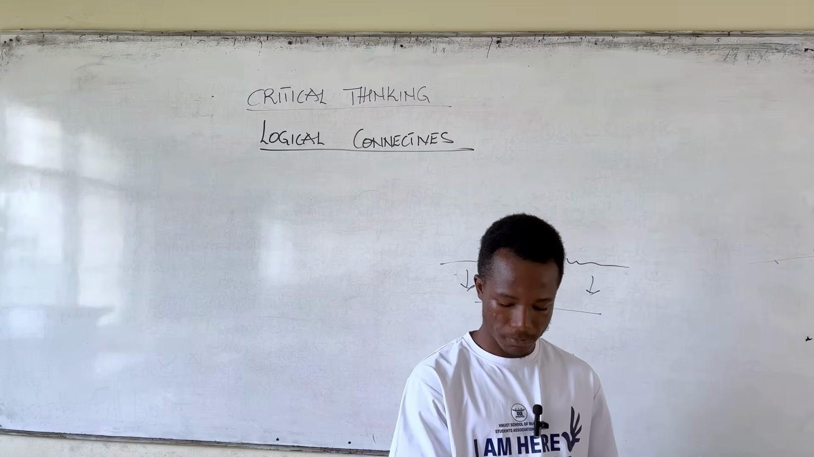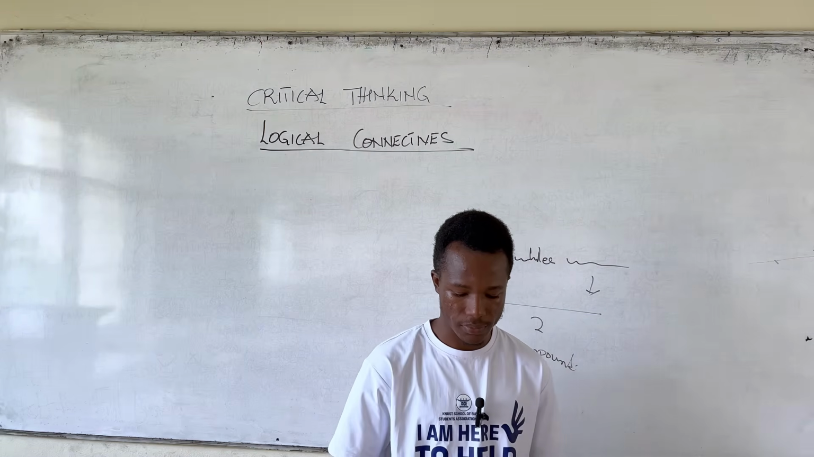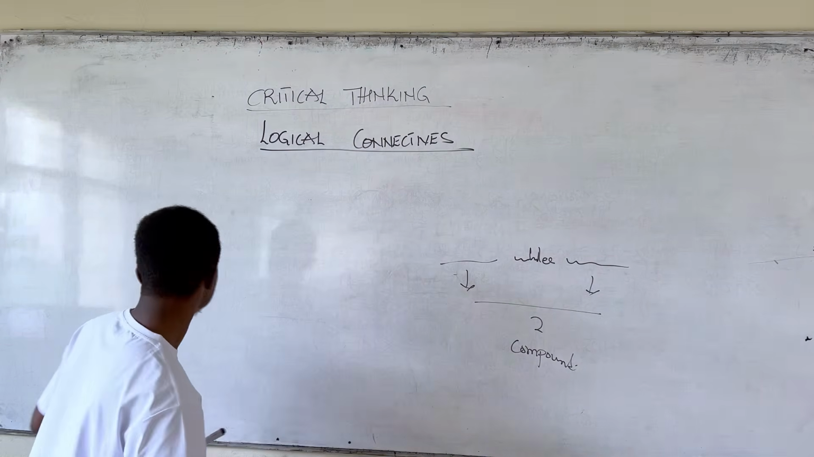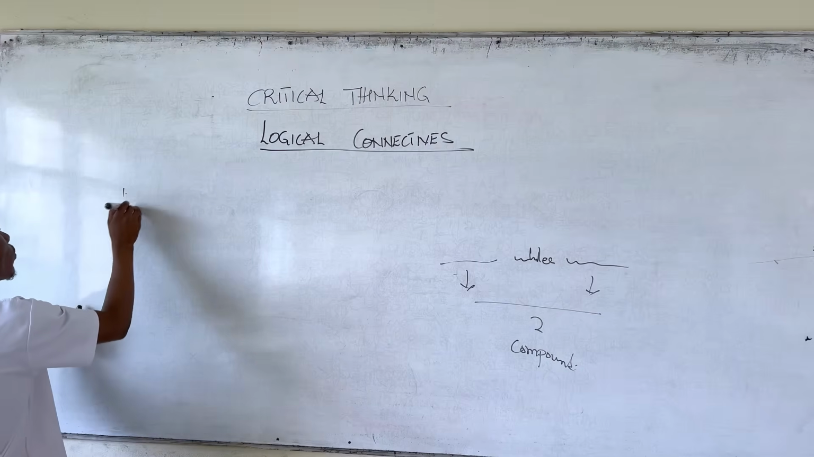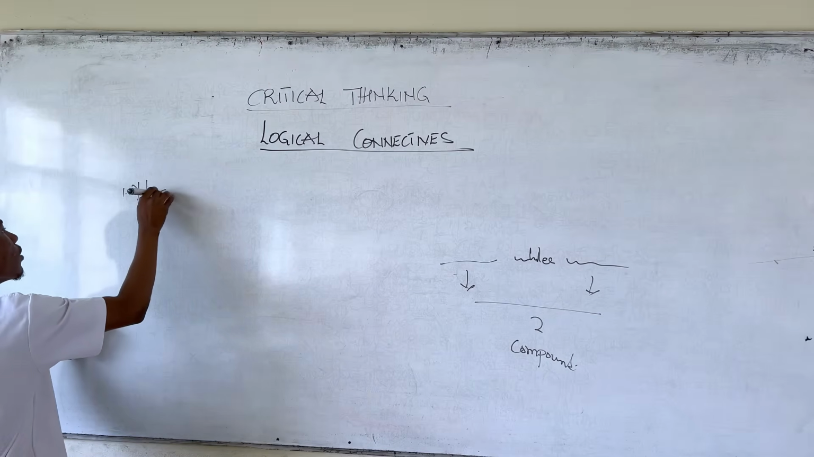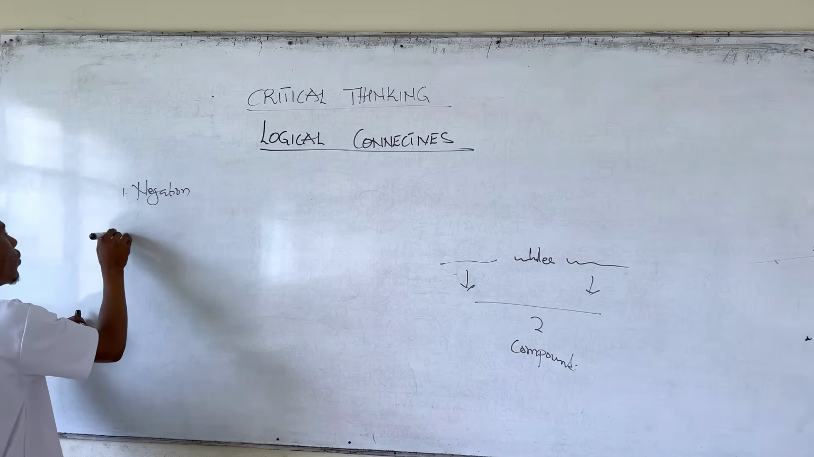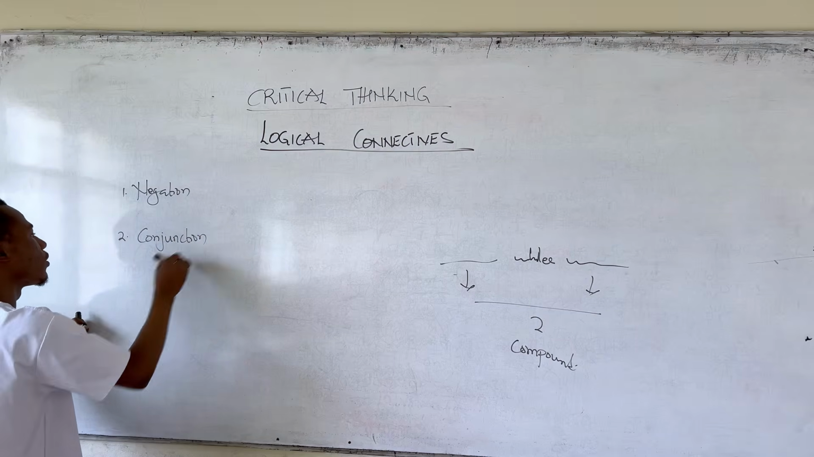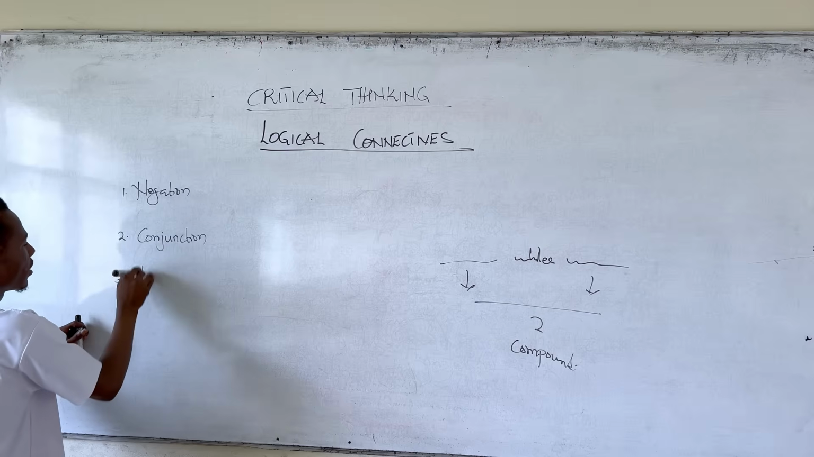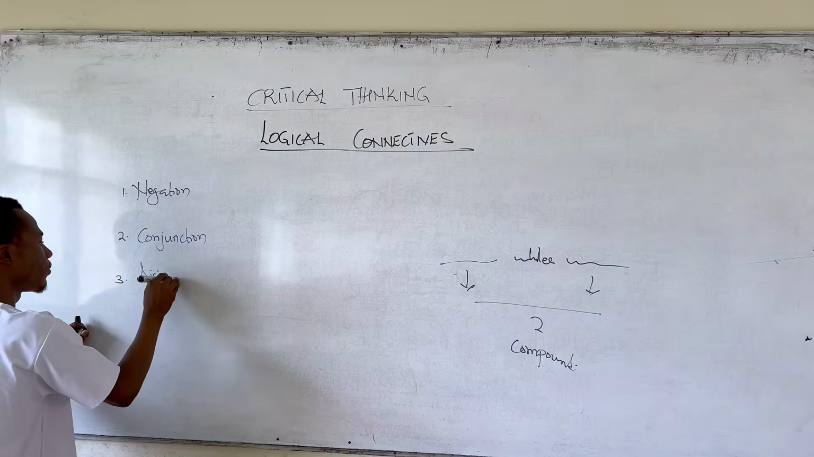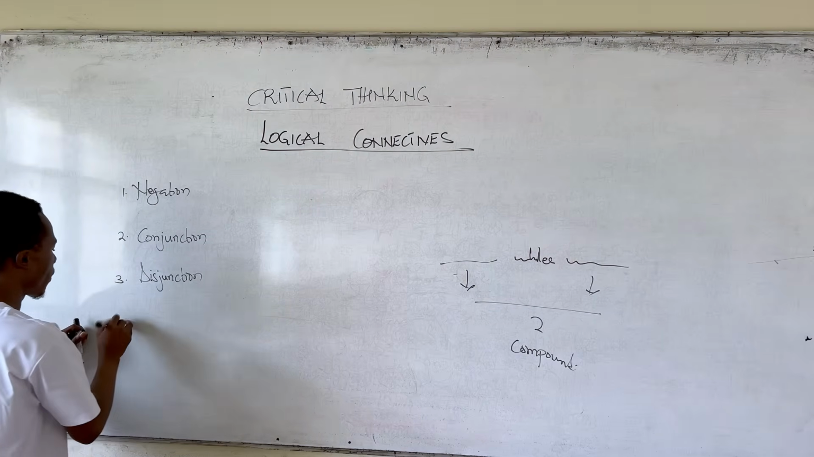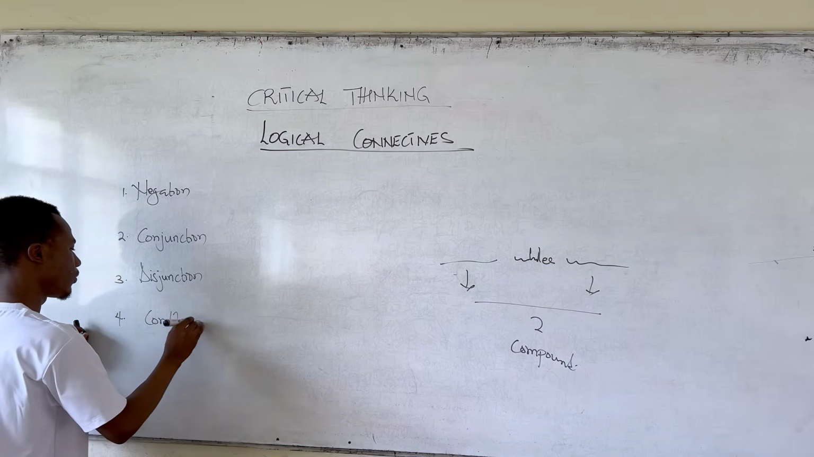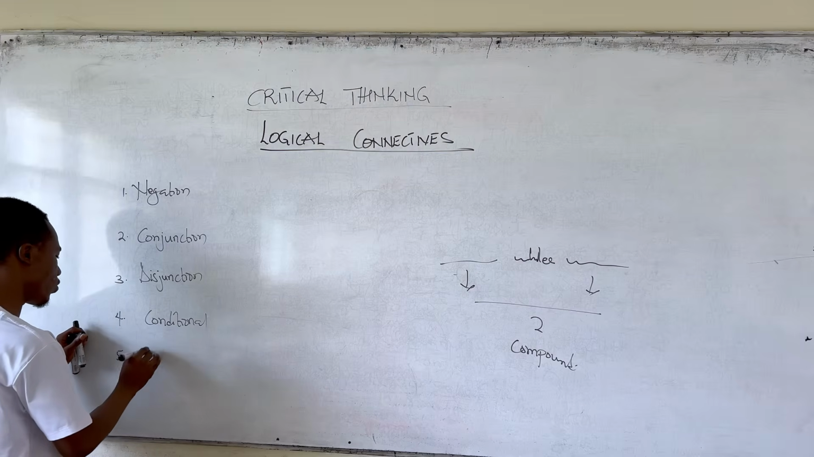So let's start with the symbols. We have negation, conjunction. I'm going to write them here so you take note of them. One, we have negation. Two, conjunction. We have disjunction. We have conditional. We have biconditional.